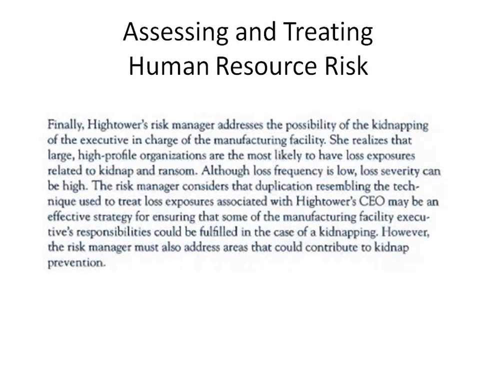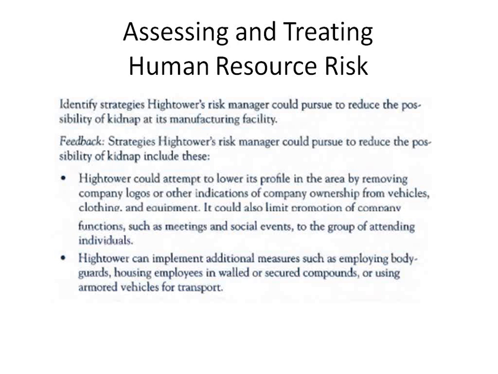And then finally, Hightower's risk manager addresses the possibility of the kidnapping of the executive in charge of the manufacturing facility. Although loss frequency is low, loss severity can be high. The risk manager considers that duplication, resembling the technique used to treat loss exposures with the CEO, may be an effective strategy for ensuring that the manufacturing facility executive's responsibilities could be fulfilled in the case of kidnapping. However, the risk manager must also address areas that could contribute to kidnap prevention. So in this technique, we can have someone else familiar with the facility as a backup, so if that person did get kidnapped, we can still continue to operate. But we'd still need to address the kidnap exposure specifically.